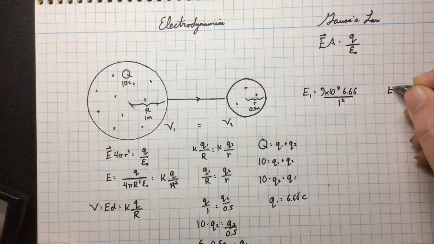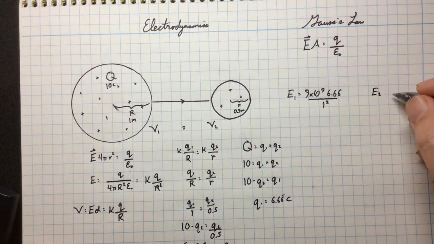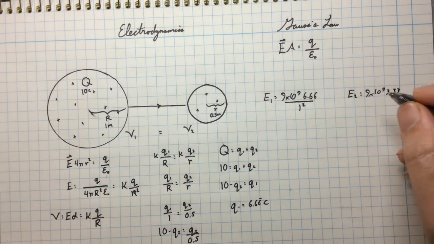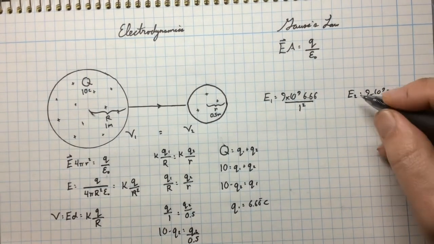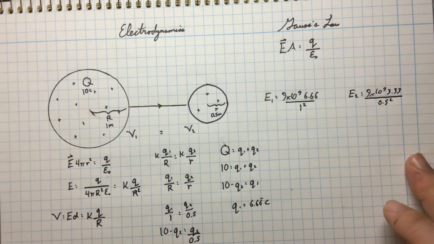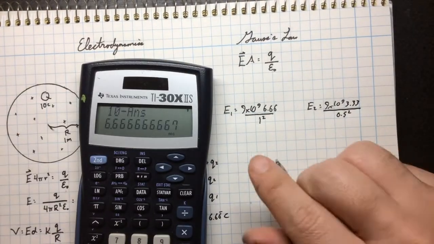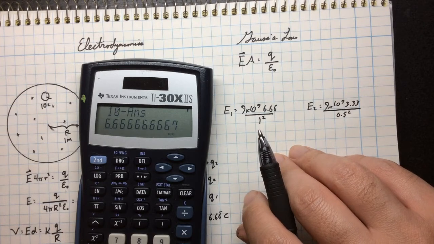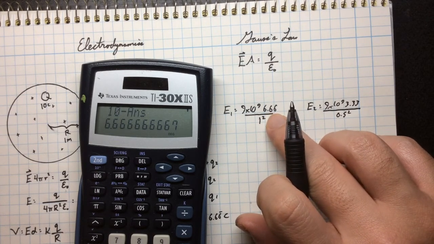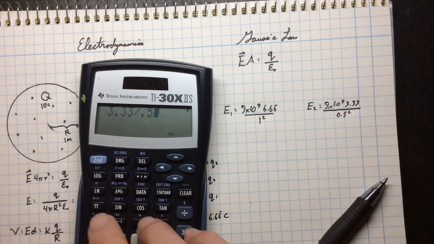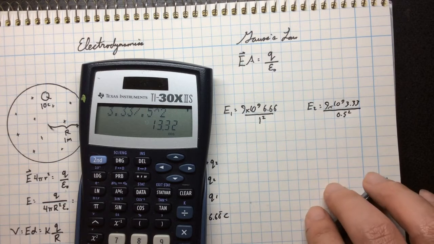Looking at the electric field for object 2 over here, the right side, we're going to have that same 9 times 10 to the 9th. We're going to have 3.33, and that's going to be divided by R squared, so R squared is going to be 0.5 squared. Looking at these two, I don't really care about the 9 times 10 to the ninth because that affects both the same way. I want to find out what 3.33 divided by 0.5 squared is, and that is going to be 13.32.